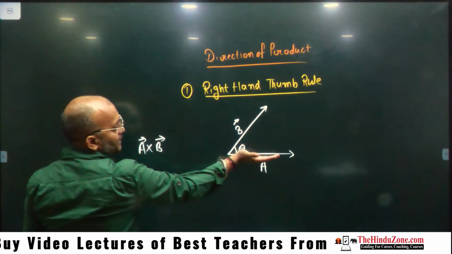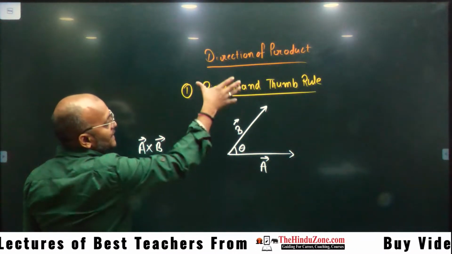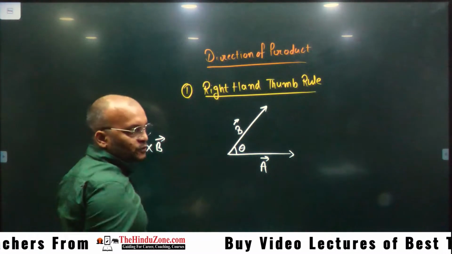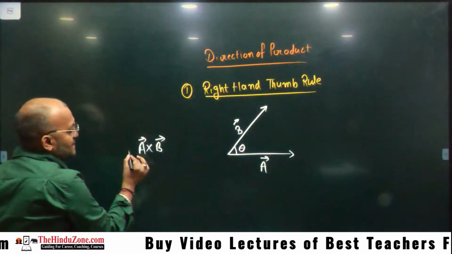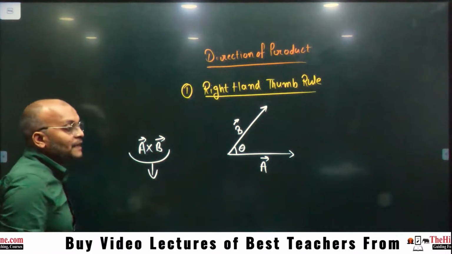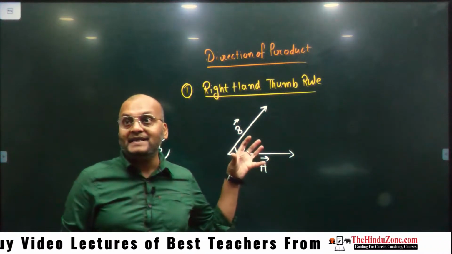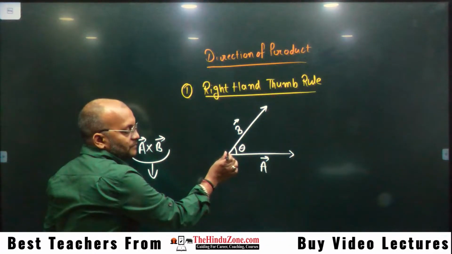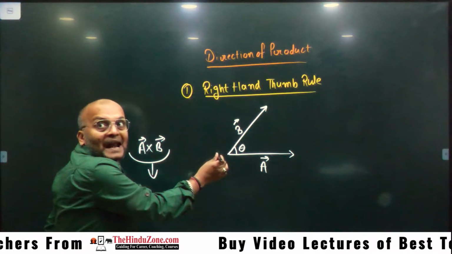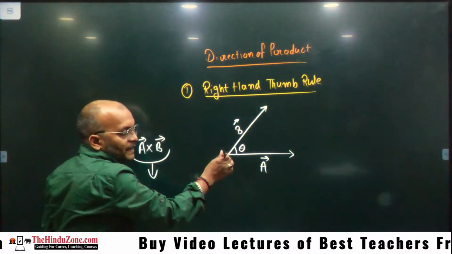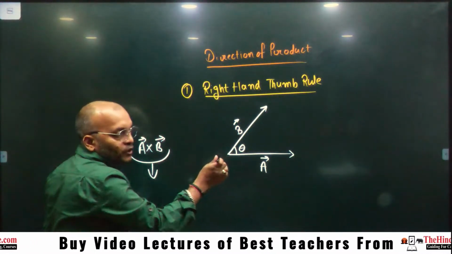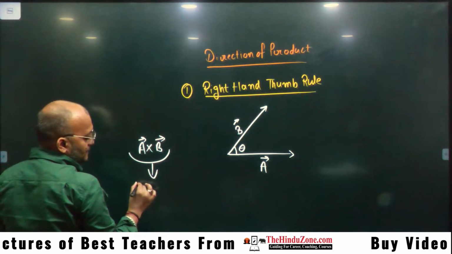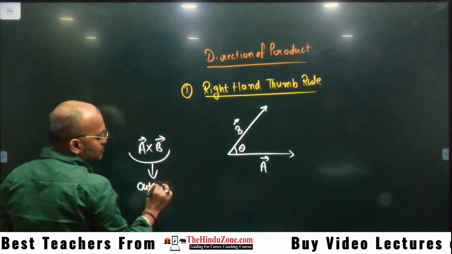So what is the direction of the thumb here? It is outside the plane of the board. Yes or no? So the resultant that you are going to obtain, its direction will be outside the plane of the board, or you can say it is perpendicular to the plane of the board. Something like this, please see. That will be the direction. Can you see this black marker coming out? That's the direction of the product, that is A cross B. So in this case, it is outside the plane of the board.